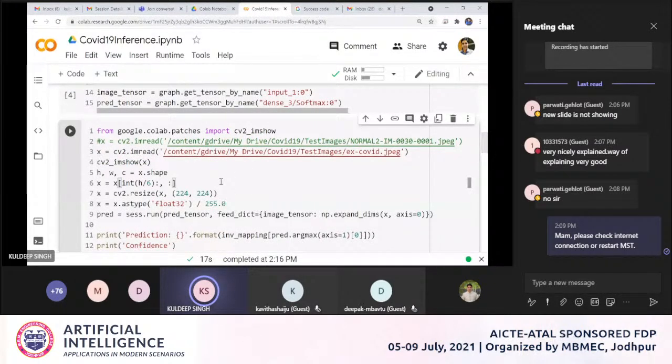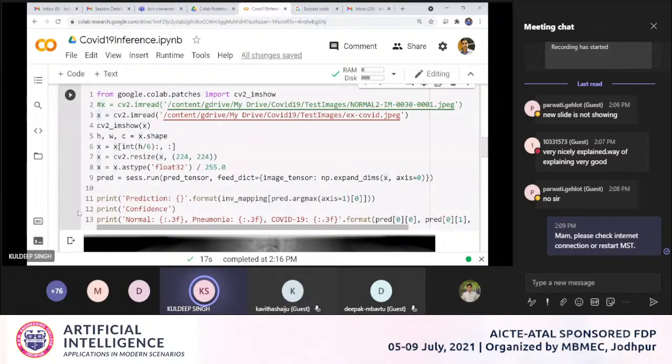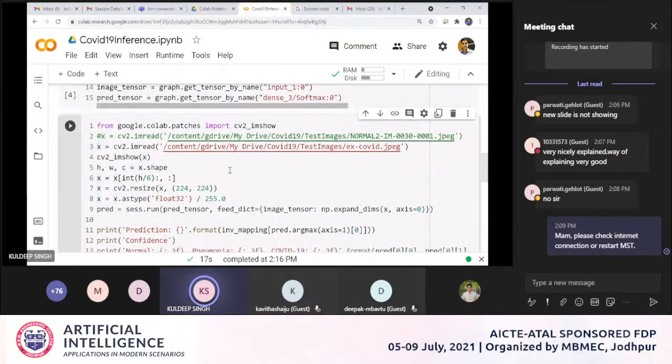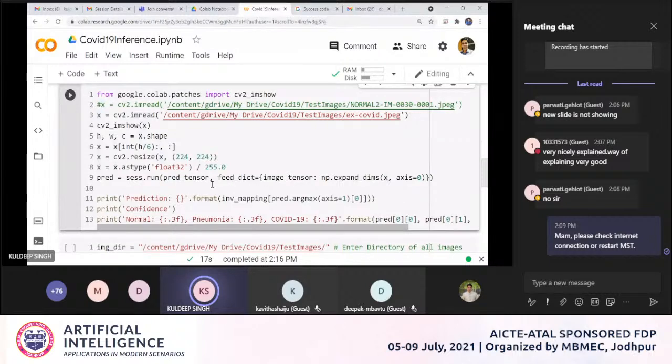So basically, I'm reading an image from my drive. These are the test images, and this particular image X will be fed to the model and we will get the predictions. So predictions will be in the form of scores. Whichever class has the highest score, that particular class will be assigned to this image. Okay, so let's take this particular image, X COVID. This image belongs to the COVID category.